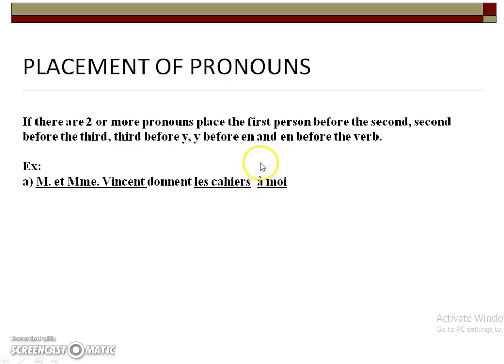Me becomes the first person and les becomes the third person. So we will place me before les. So our final answer would be ils me les donnent. If you notice, we have first person before the third person and third person before the verb.